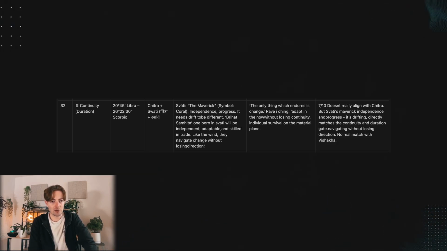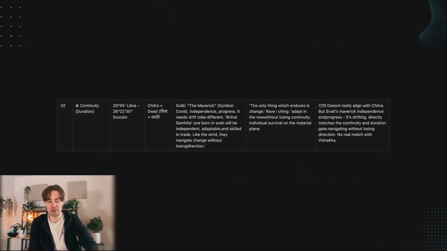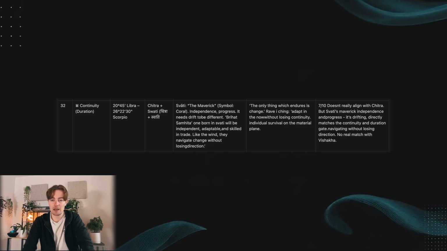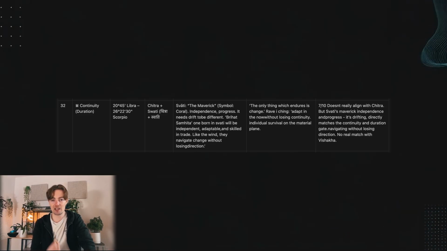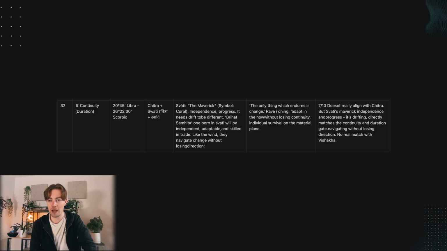And the gate of continuity and duration, the notes I have is the only thing which endures is change. From the Ravi Ching, adapt in the now without losing continuity. Individual survival on the material plane. So I've given this a 7 out of 10. Obviously, it doesn't align with Chitra, but it does with Swati's maverick independence, this characteristic of Swati Nakshatra, the maverick, the independence, they need to be different, they need to drift around. Its drifting directly matches the continuity and duration gate.